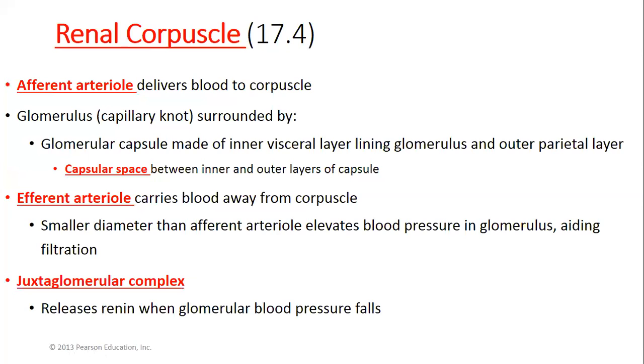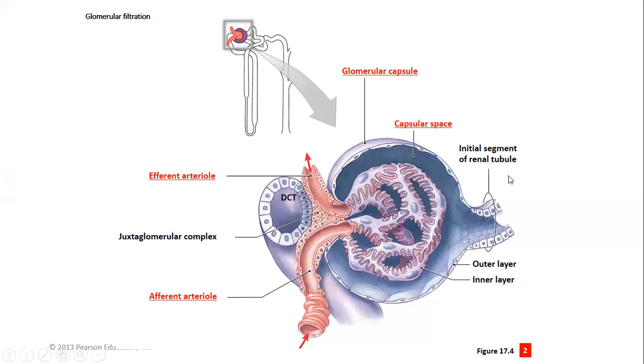And there's a set of cells called the juxtaglomerular complex that are very near the renal corpuscle. There are smooth muscle cells that surround the afferent arteriole, and there's a set of cells in the distal convoluted tubule that make up the juxtaglomerular complex that secrete renin when blood pressure in the glomerulus falls. So blood pressure in the kidney is really tightly regulated. So take a look here.